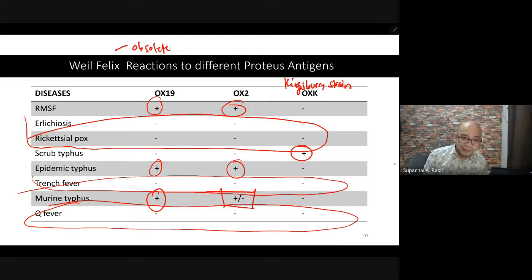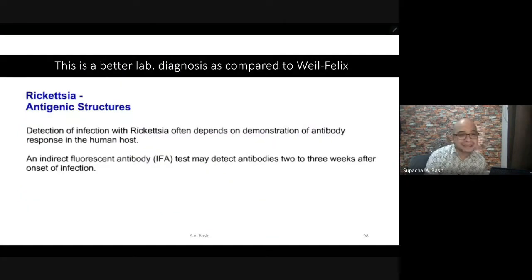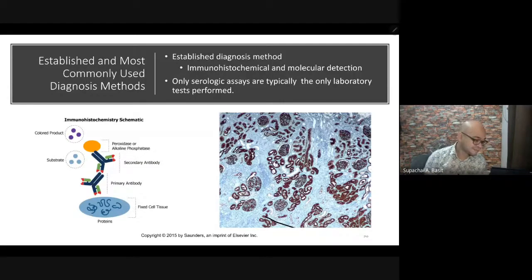So if you were asked, especially during the board exam, what is the most specific test to determine typhus fever? Never answer Weil-Felix test. Okay, don't answer this one. It is much better to use IFA, the indirect fluorescent antibody test, because it may detect antibodies 2 to 3 weeks after the onset of infection. So this one is better, and it is the more established and more commonly used diagnostic method.